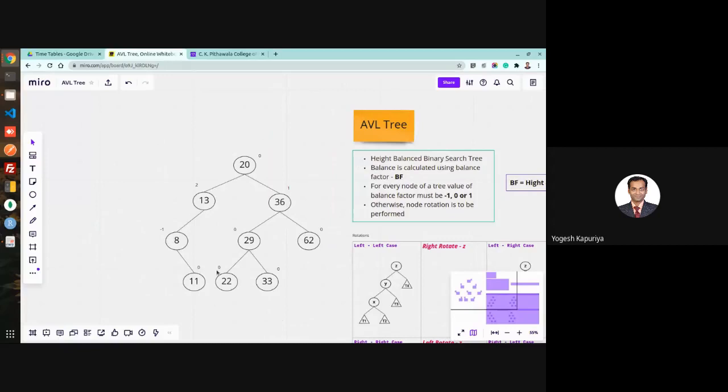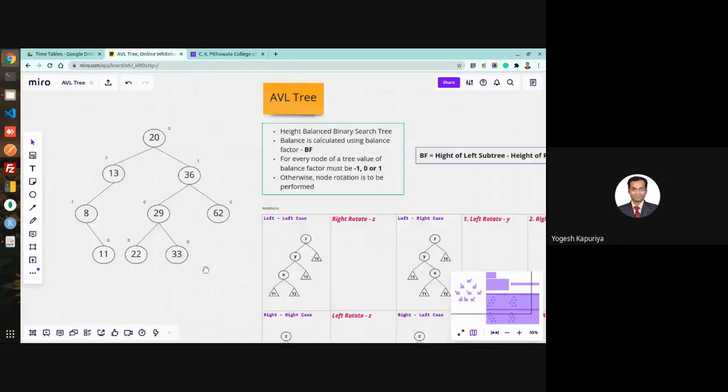Remember, is this an AVL tree? I'm asking you. No, the reason is there is one node which has value as 2, which is not allowed. So minus 1, 0, and 1, that should be the value of balance factor for each and every node. So this is 2, that's why it is not allowed. So in that case, we need to do something on this particular tree to convert it into an AVL tree. What is that something? It is basically rotations.